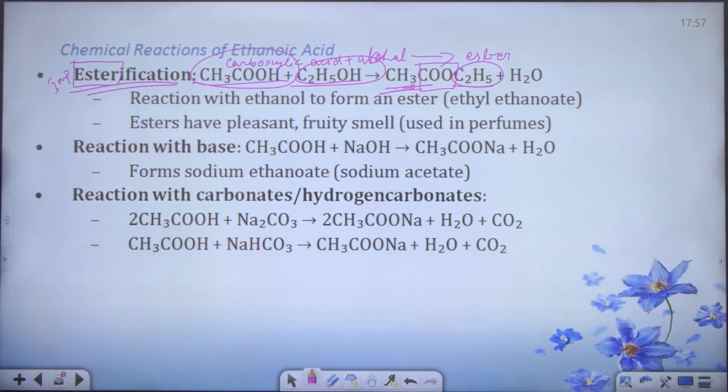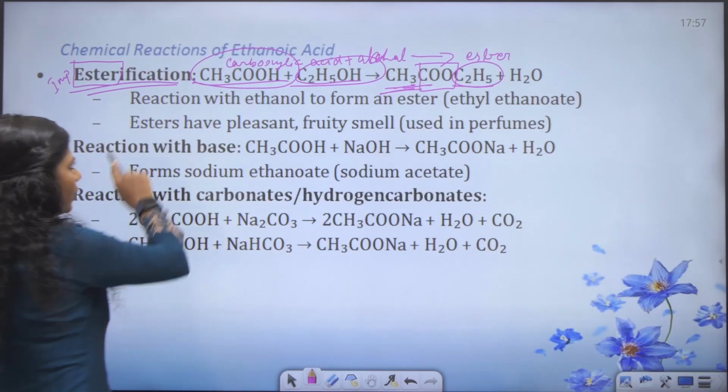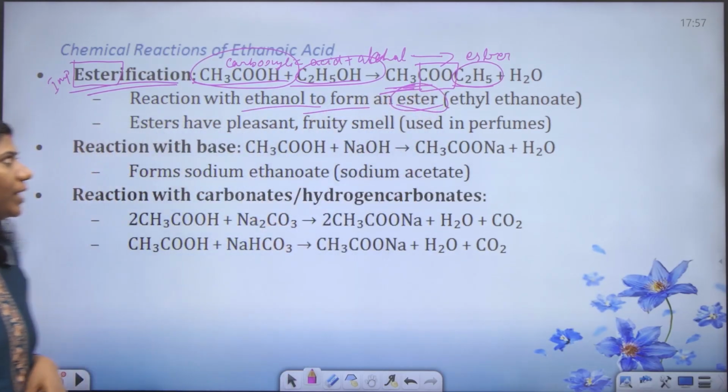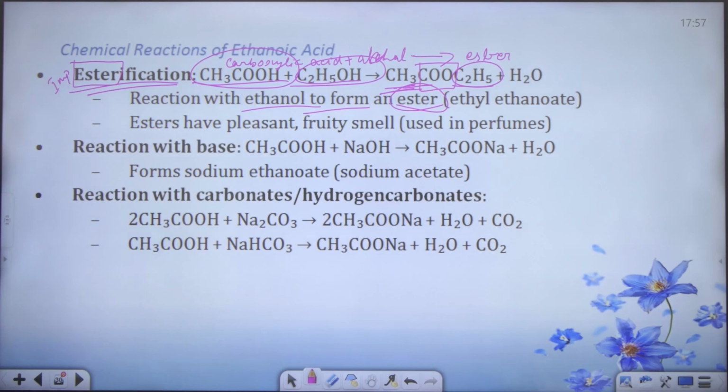Esterification means any carboxylic acid reacts with an alcohol to form the corresponding ester. For example, acetic acid or ethanoic acid reacts with ethanol to form ethyl ethanoate plus water. Alcohol plus carboxylic acid forms an ester. Esters have a pleasant fruity smell and are used in perfumes.